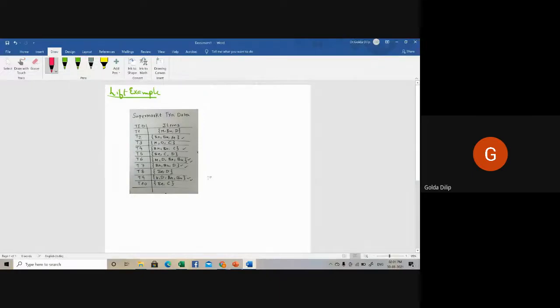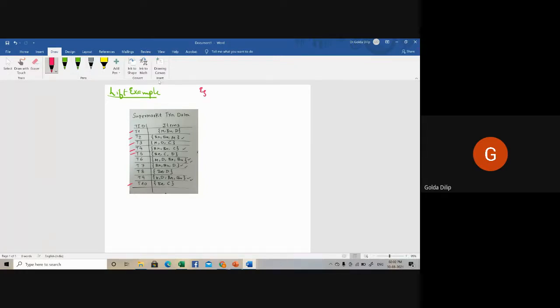Let's take this example, the supermarket transaction data. You have 10 transactions here, T1, T2, T3, T4, T5 up to T10. Various items are bought together in each of these transactions. M stands for milk, D stands for diaper, BU stands for butter, BR stands for bread.